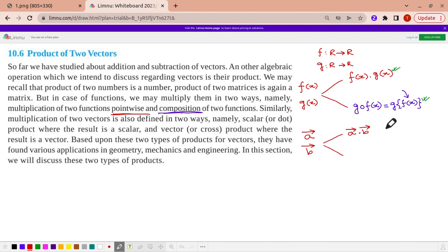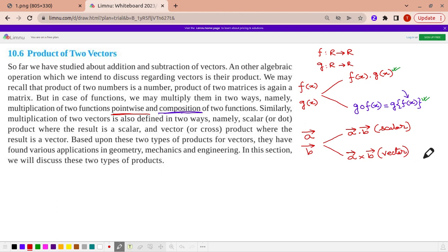Dear students, both a and b are vectors, but a·b will give us a scalar quantity. That means it will give us a value which does not have any direction, and obviously it doesn't follow the vector law of addition. Another one is known as the cross product. As it is a cross, it is symbolically denoted by a × b, and the result of a × b is a vector.